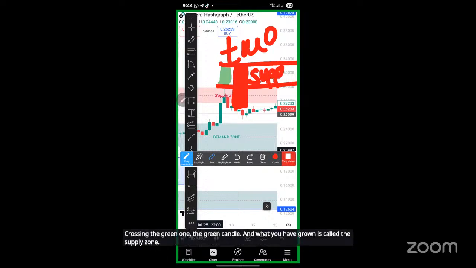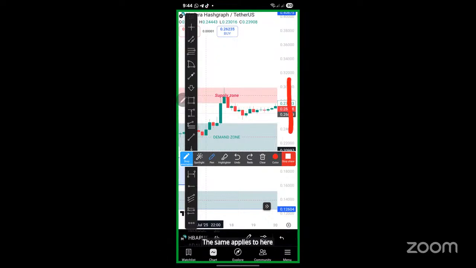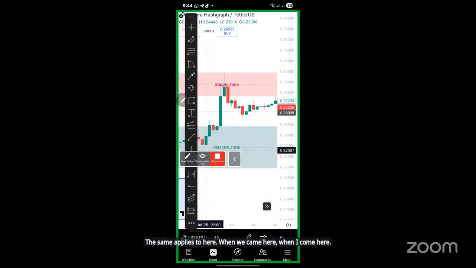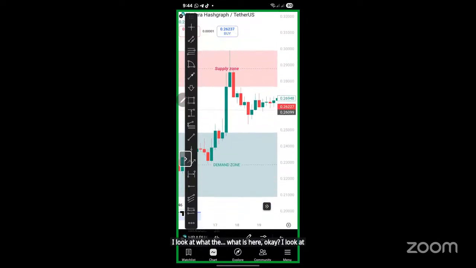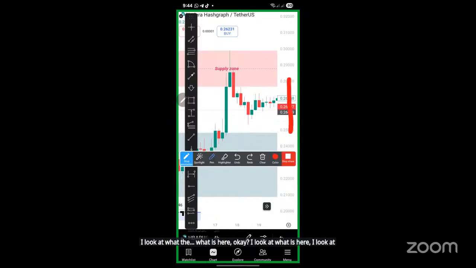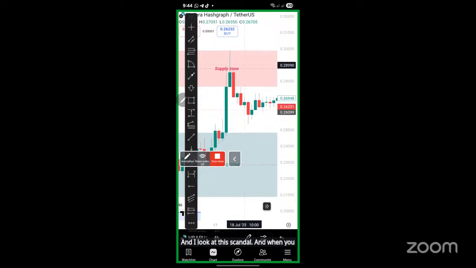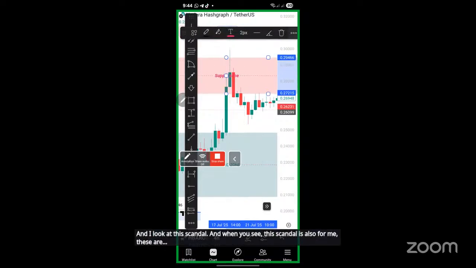The same applies to here. When I come here, I look at what is here. Okay? I look at this candle and I look at this candle.